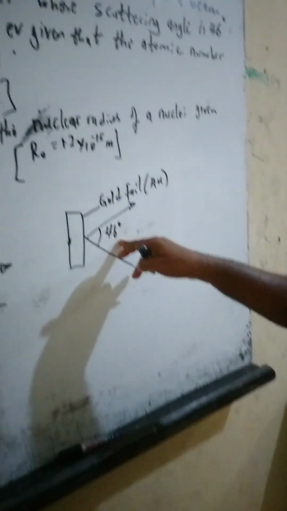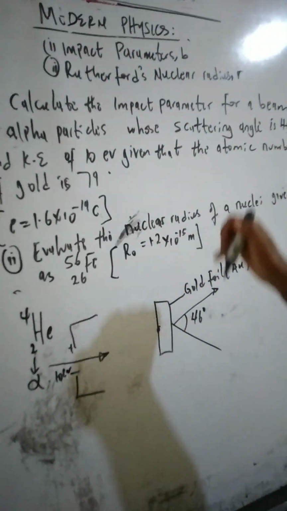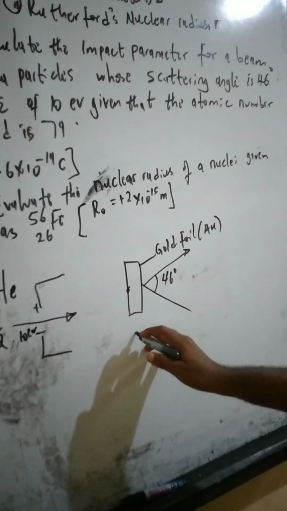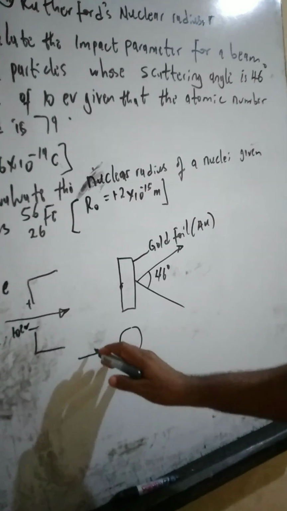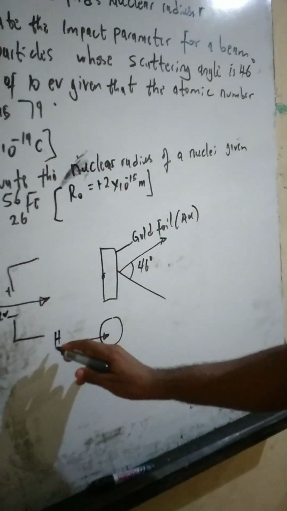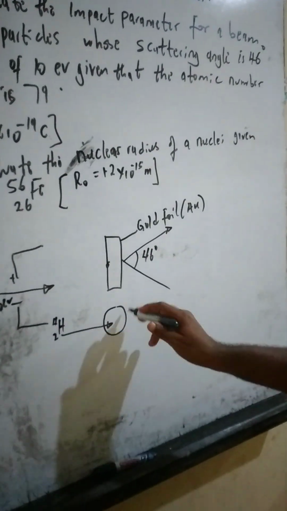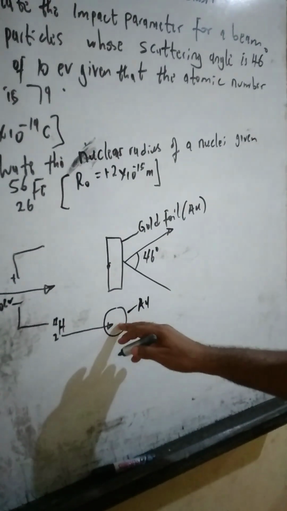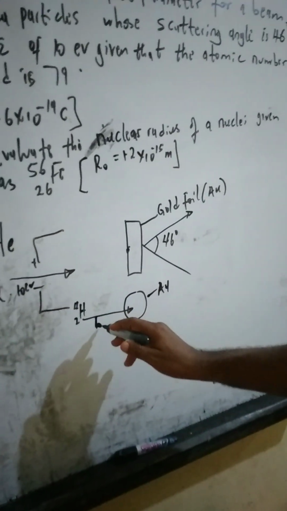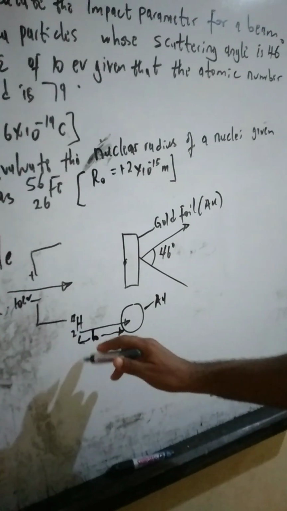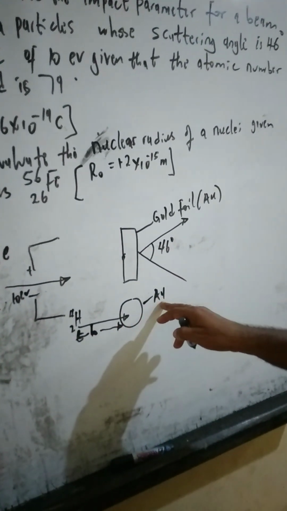So the question says we should find the impact parameter. The impact parameter is the closest distance of approach of this alpha particle to the nucleus of the gold foil. So the distance B is called the impact parameter, and we want to find this closest distance to the nucleus of the gold foil.